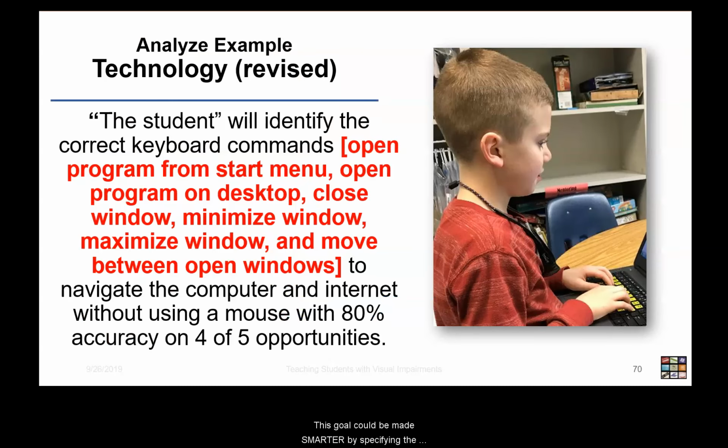This goal could be made smarter by specifying the keyboard commands that need to be mastered. The goal now reads, the student will identify the correct keyboard commands: open program from start menu, open program on desktop, close window, minimize window, maximize window, and move between open windows to navigate the computer and internet without using a mouse with 80% accuracy on 4 of 5 opportunities.